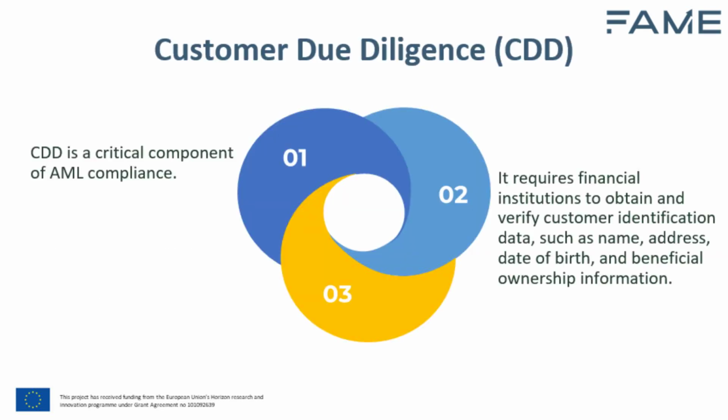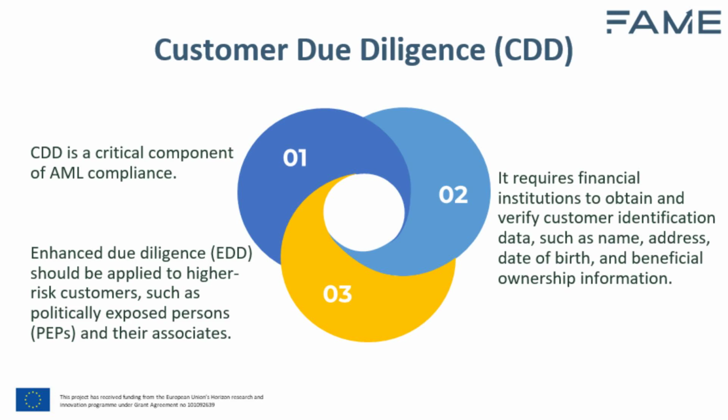Customer due diligence. CDD is a critical component of AML compliance. It requires financial institutions to obtain and verify customer identification data, such as name, address, date of birth, and beneficial ownership information. Enhanced due diligence, EDD, should be applied to higher-risk customers such as politically exposed persons, PEPs, and their associates.